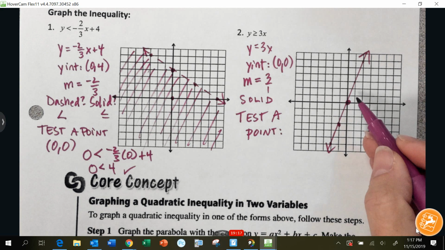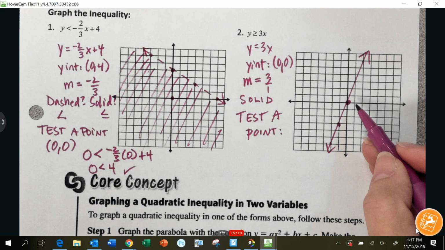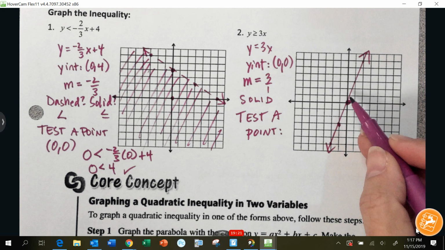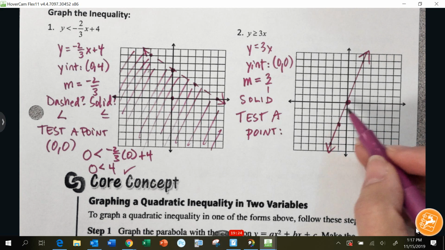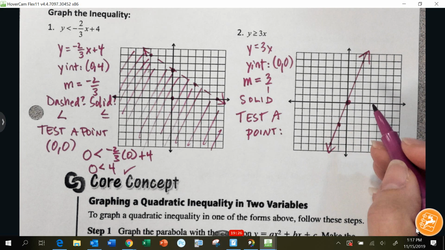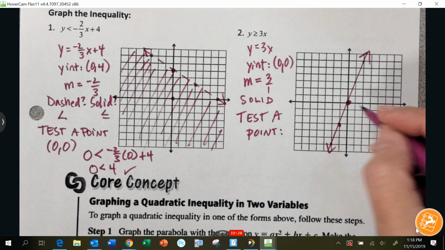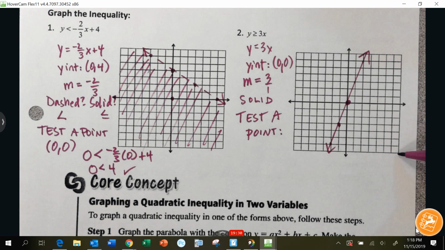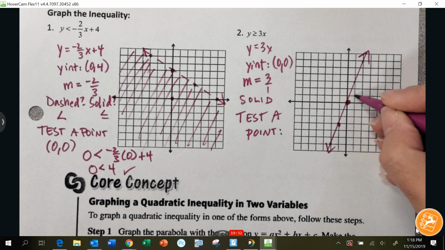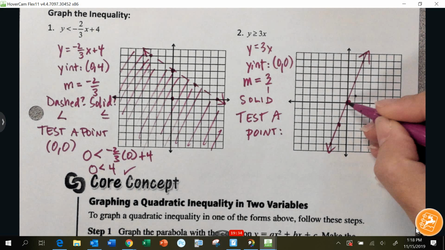So 1, 1 would be great. 1, 0. 0, 1. Negative 1, 0. Any of them that have zeros, or just 1, 1 is fine. You can even pick 10, 10. It doesn't really matter. Just pick a point that is not on the line. So we're going to pick 1, 1.